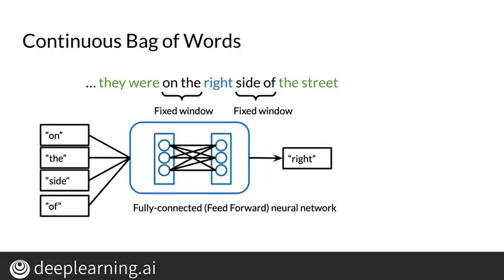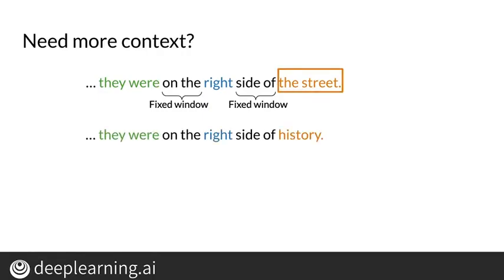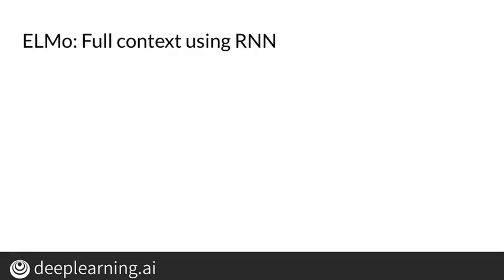And how can we do that? So if we want more context, let's say we want "they were on D" over here. This is like the first left part of the sentence, and then all the right parts of the sentence. So instead of having the fixed window, we want to add like the street or history, for example. So to use all of the context words, what researchers have done, they explored the following using RNN.